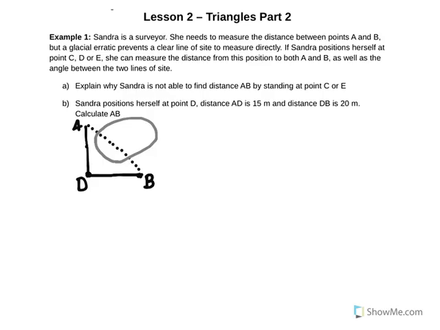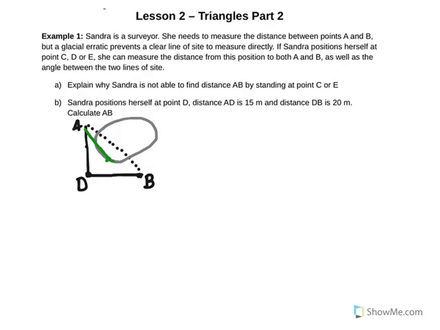So what she can do though is, instead of standing directly in that line of sight, she could stand somewhere over here. It's hard because this is like 3D. So she could go there and stand at point C. So it would be on the other side of the glacier. Or she could go stand way over here on this side of the glacier. We're going to call that point E. So basically she could go on either side of it and she could measure, but she can't really go directly because the glacier's in the way.